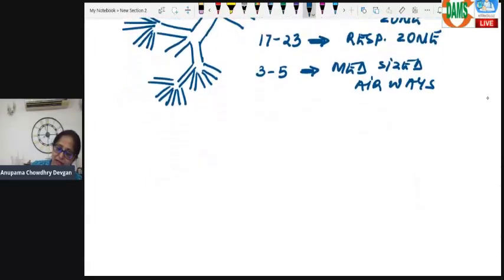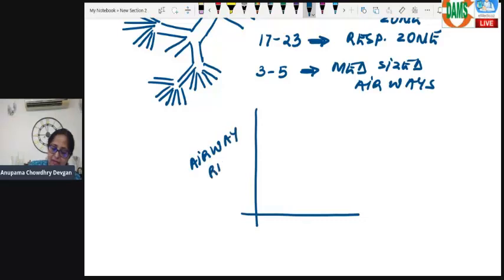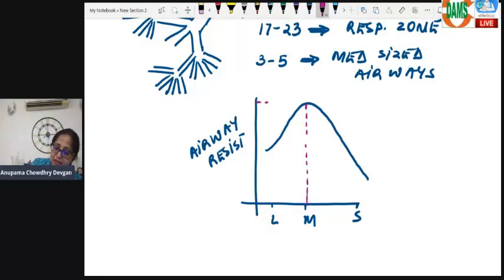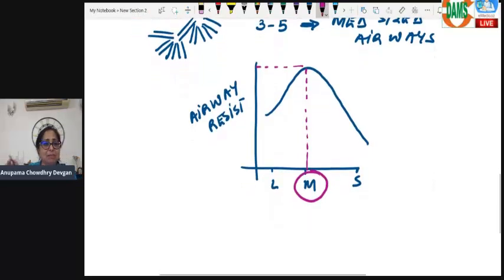So if I study this graphically, if I have airway resistance on the y-axis, and I have large, medium and small-sized airways, large-sized airways will have a lower resistance, higher in the medium-sized airways, and it reduces in the small-sized airways. The maximum resistance to airflow, when I measure airway resistance, is in the medium-sized airways, seen in the 3rd to 5th generations. Not in the large, not in the small. In fact, in the small-sized airways, the resistance will decrease.